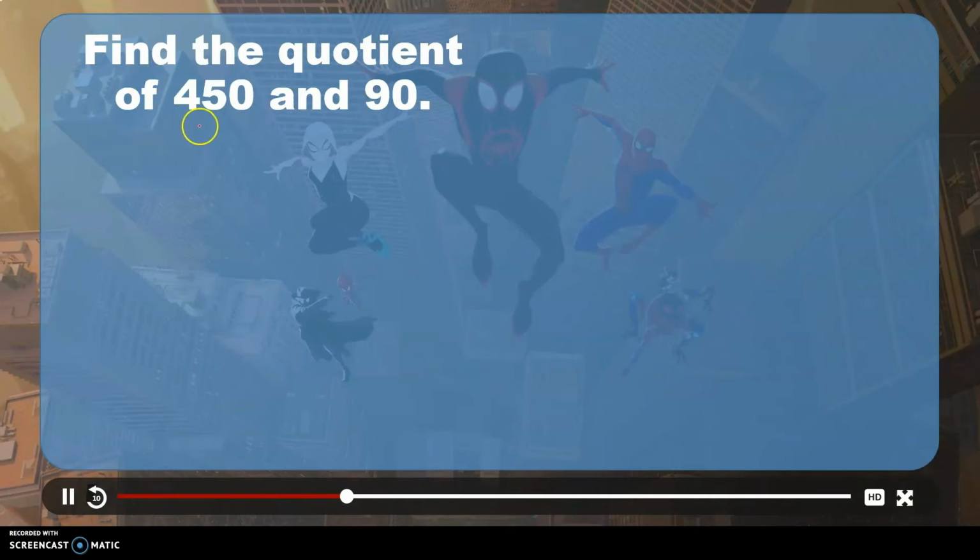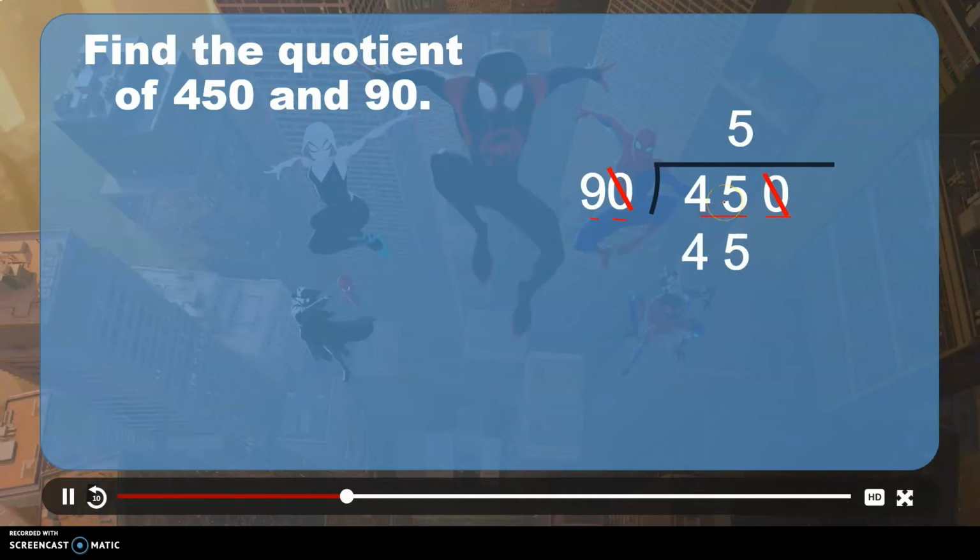So next example. Find the quotient of 450 and 90. Again, we'll cancel 0 both from divisor and dividend. So we have 1 zero here. Let's cancel. So automatically 1 zero. So let's divide. 45 divided by 9 is equal to 5. And 5 times 9 is equal to 45. Then after we multiply, we'll subtract. 45 minus 45 is equal to 0. Therefore, our final answer is 5. Okay? Another one.